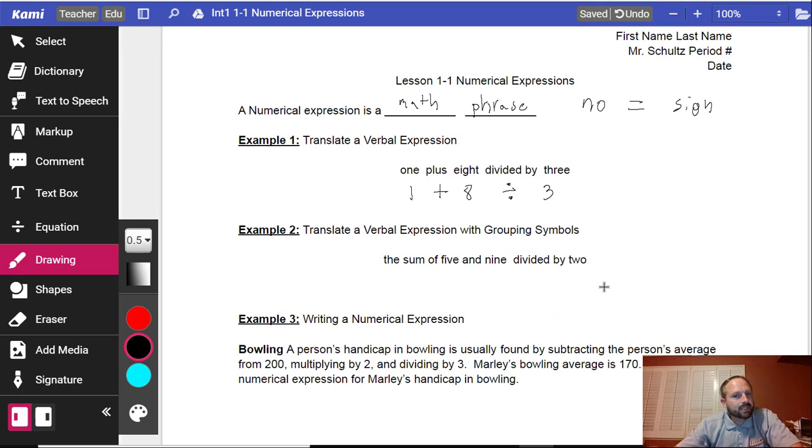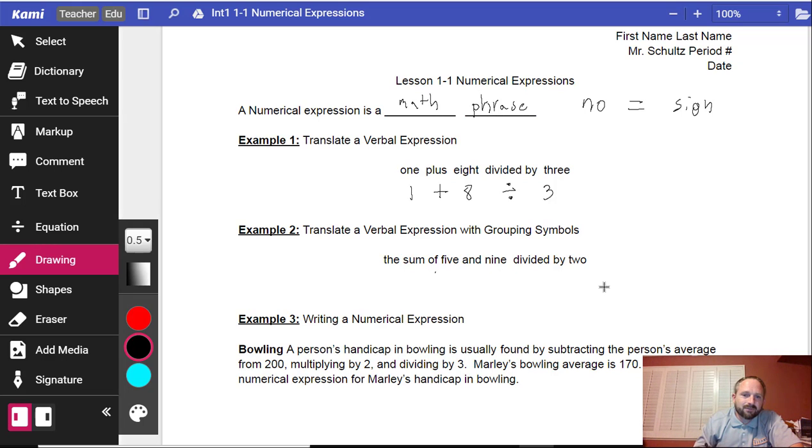Next up, translate a verbal expression with grouping symbols. So it says the sum of 5 and 9 divided by 2. Now in the top one, it says 1 plus 8 divided by 3. Now technically, some people might think, oh, that's 9, and then divided by 3 would be 3. However, because of the order of operations, it would be 8 divided by 3, and then add 1 at the end. So this one is trying to get away from that.